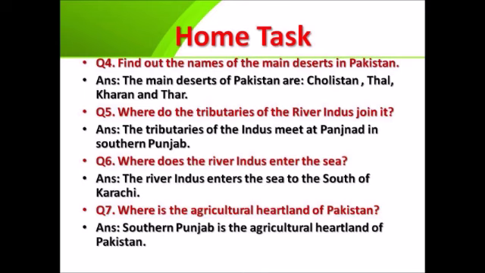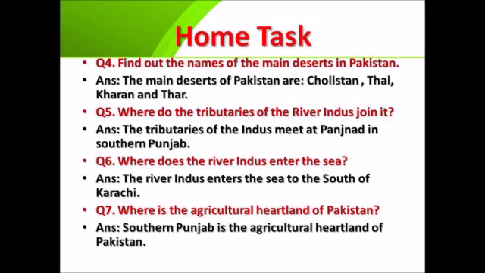Question number 5. Where do the tributaries of the Indus River join it? Answer is the tributaries of the Indus meet at Panjnad in southern Punjab. Question number 6. Where does the river Indus enter the sea? The river Indus enters the sea to the south of Karachi. Question number 7. Where is the agricultural heartland of Pakistan? Answer is southern Punjab is the agricultural heartland of Pakistan because its soil is very fertile.